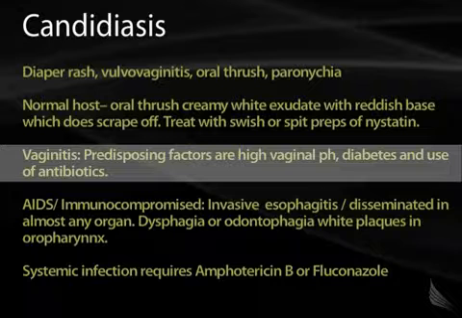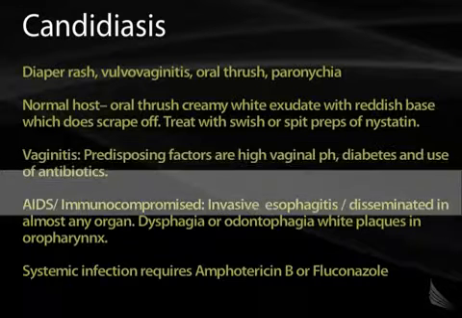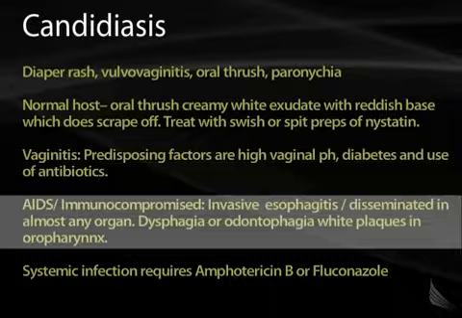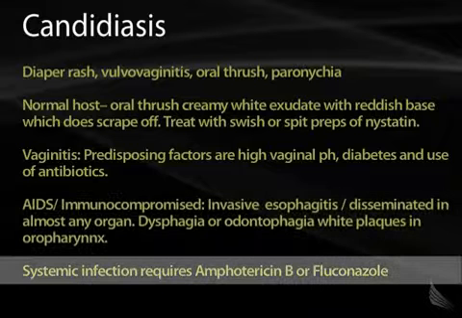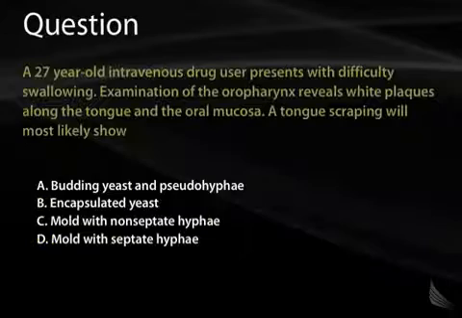Vaginitis has predisposing factors, which are a high vaginal pH, diabetes, and the frequent use of antibiotics. In AIDS and immunocompromised patients, you can get invasive candidiasis in your esophagus, and then you can get it disseminated to almost any organ. Patients will frequently present with dysphagia or odynophagia, and they'll have white plaques in their oropharynx. Systemic infection requires either amphotericin B or fluconazole.